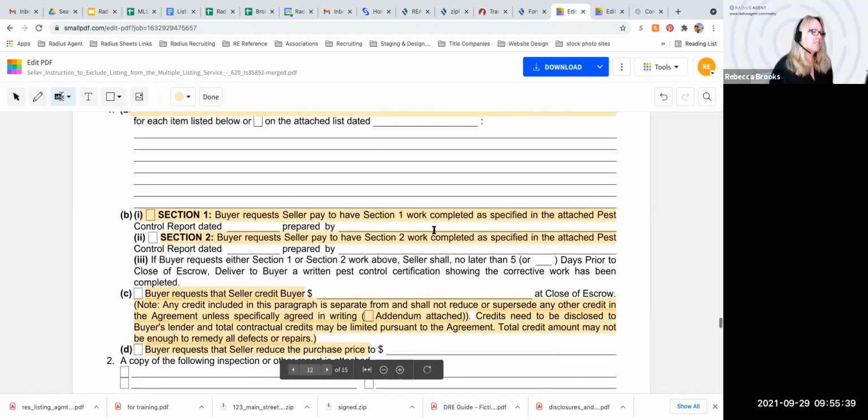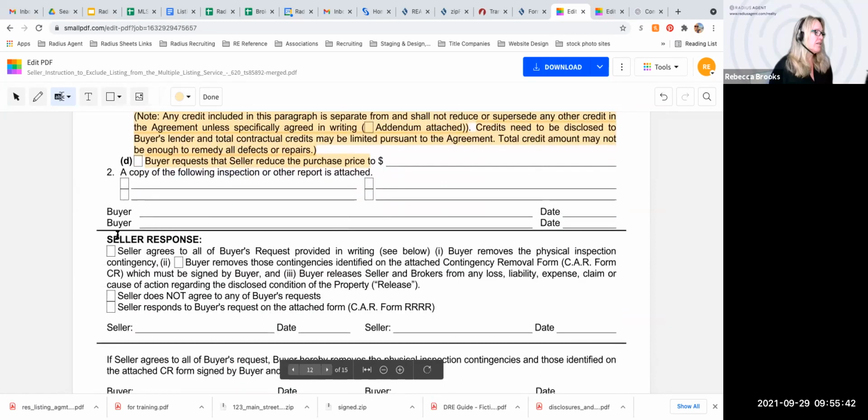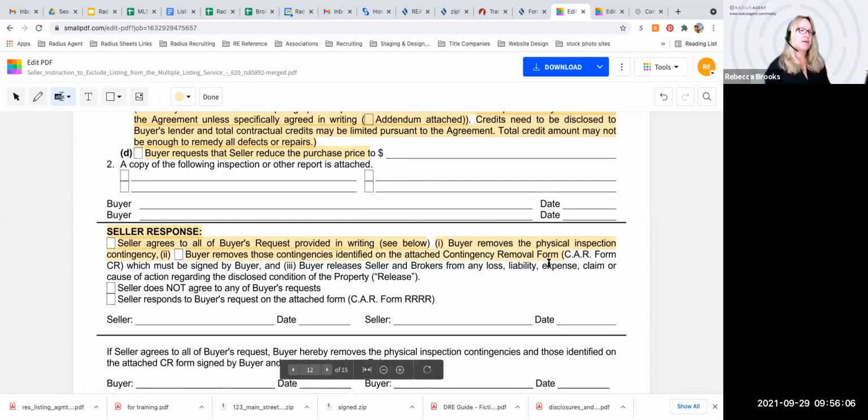This is where the buyer asks for something. And then right here in the middle, this is the seller's response. Okay, so the buyer asks for something, the seller responds. And this is where the seller says they either agree, provided that the buyer's request is provided in writing, see below, provided that the buyer removes the physical inspection contingency, or buyer removes the contingencies identified on the attached contingency removal form. So let me chat about this really quickly, because this is where this form gets a little confusing, okay? The buyer is requesting something.